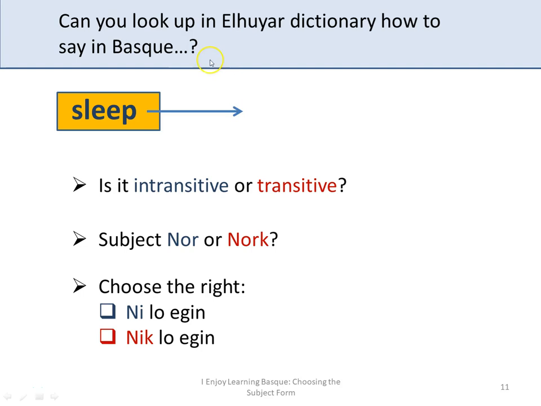And after that you can do this exercise. It's to look up the verb sleep in the Elhuyar dictionary and tell if it's intransitive or transitive, the subject if it's NOR or NORK, and after that you can choose if you should say ni lo egin or nik lo egin. Remember that these sentences are not finished, they are not conjugated.